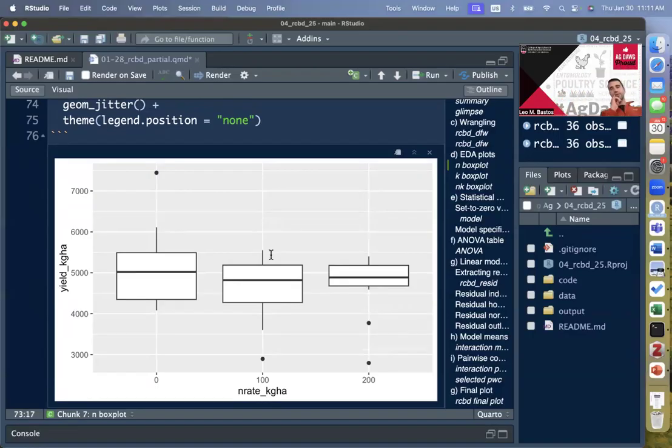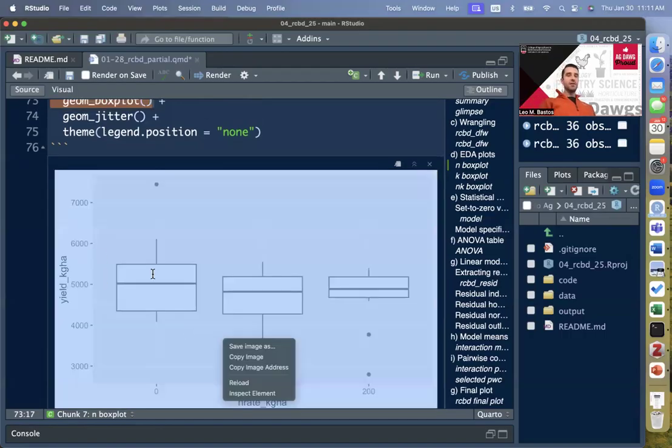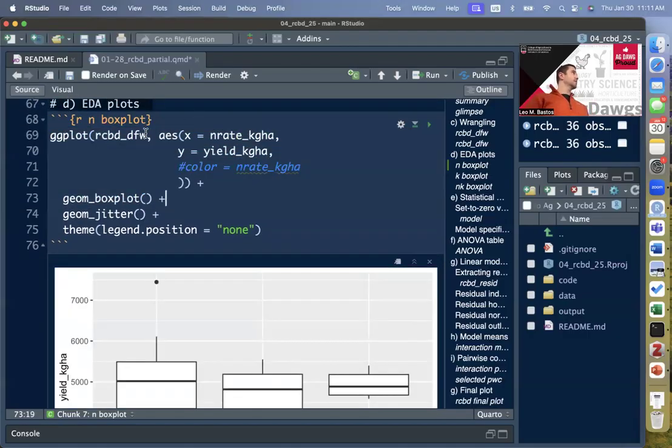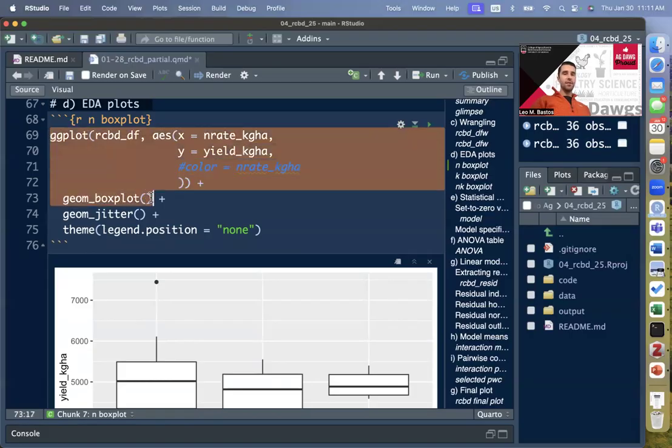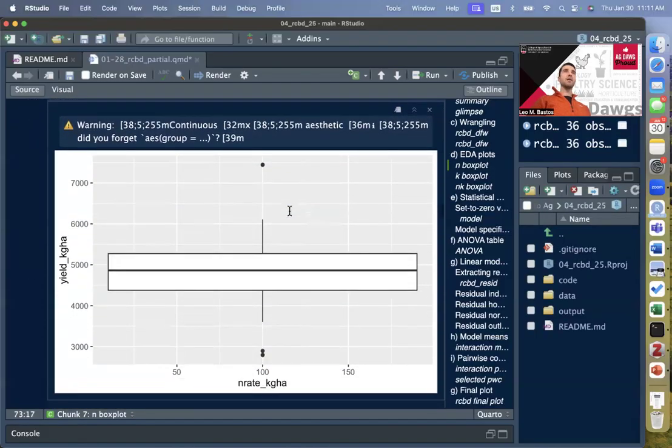This is also something interesting for you to notice. If we had not changed nitrogen rates from numerical to factor, if nitrogen rate was still numerical, when you do this, R would just give you 1 big box plot. So you don't have to make the change I'm going to do here, I'm just going to show you. RCBD DF was before we wrangled, right? So in that case, N rate is still numerical. If I run this with a box plot, it's going to give us 1 big box plot because it thinks N rate is numerical. So if you ever see something like this, you were expecting 3 box plots and you see 1, maybe that's the reason. Most likely that's the reason.